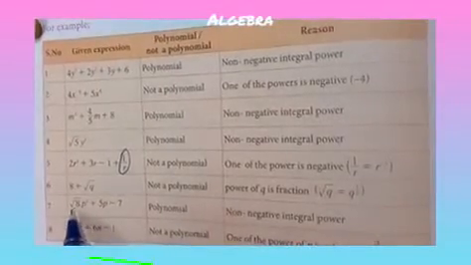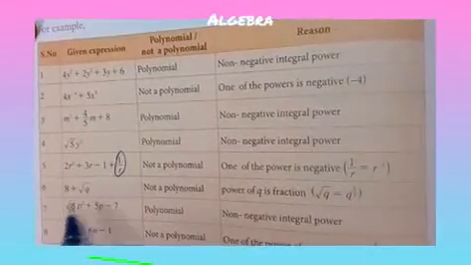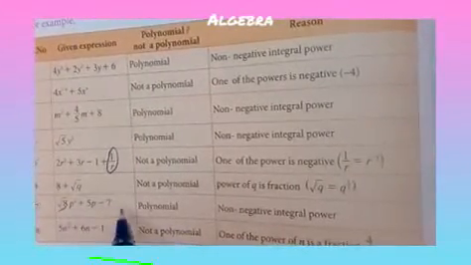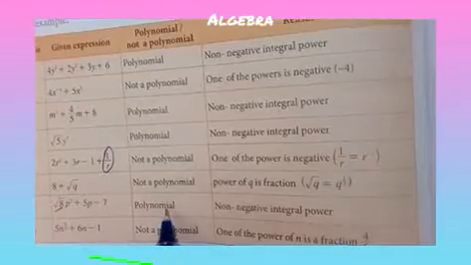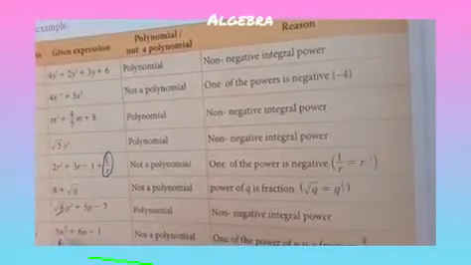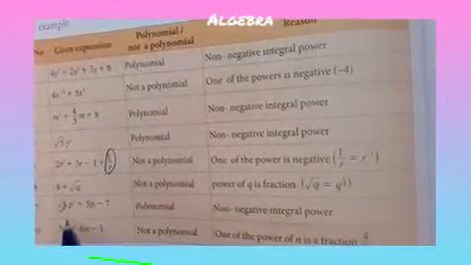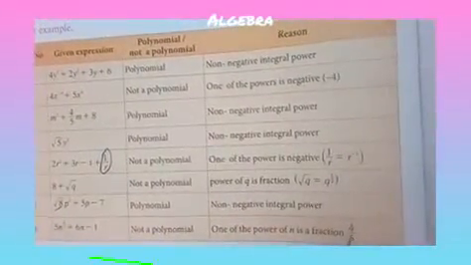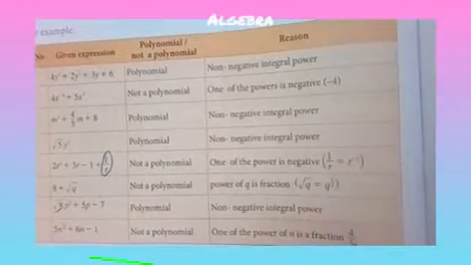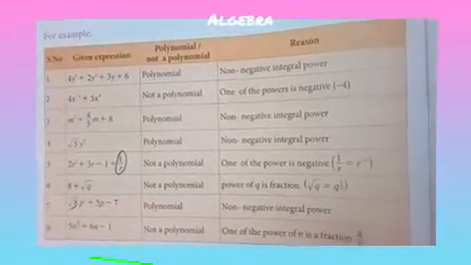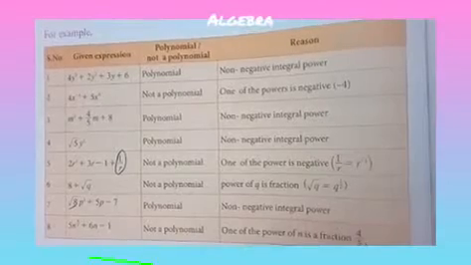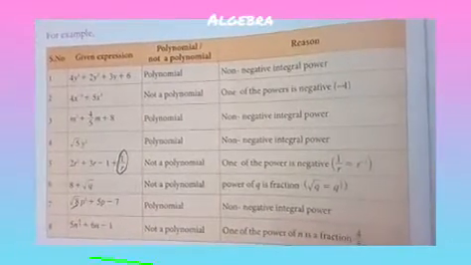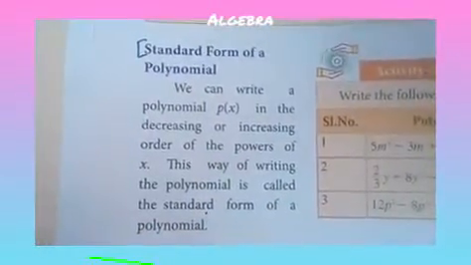Next one, for the coefficient, a root value is acceptable. In the power, it is not acceptable. The seventh question is a polynomial. Next one is not a polynomial because a fractional power is given. So we conclude how to identify a polynomial and a non-polynomial. First you have to check that there is no negative power and no fraction value in the powers.